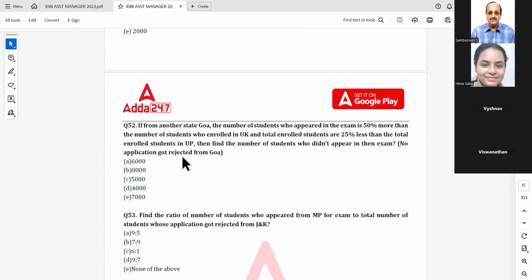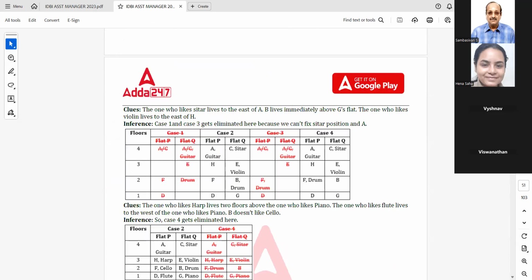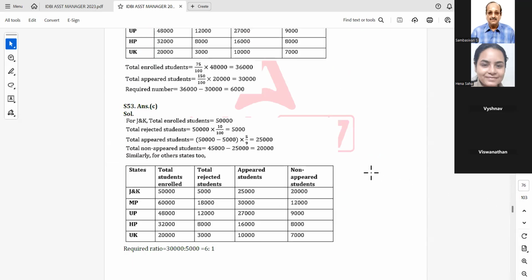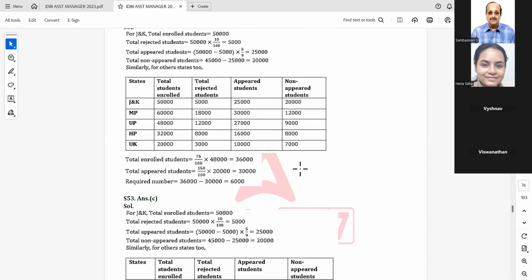Yes, sir. Okay, if we take that 48, then 25% less than that means 36,000. Yes, sir. They have given no application got rejected, sir. So 36,000 minus 30,000 is 6,000. Is that answer correct? 52, correct? 52, correct, Baba.